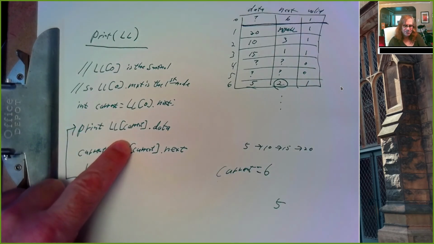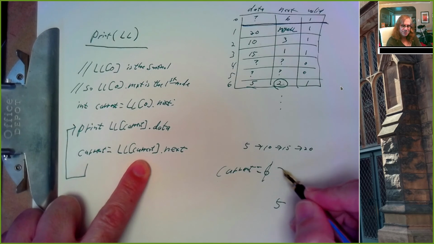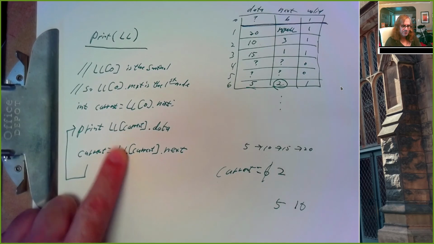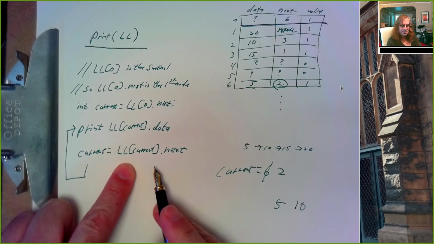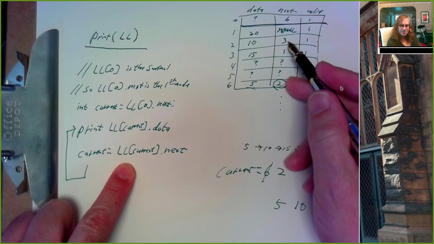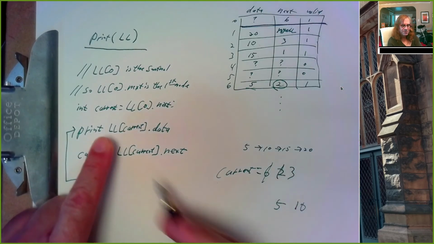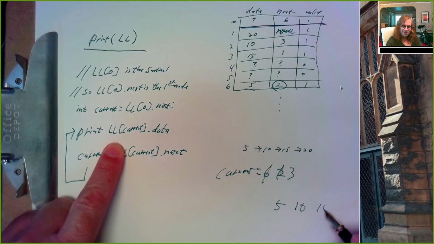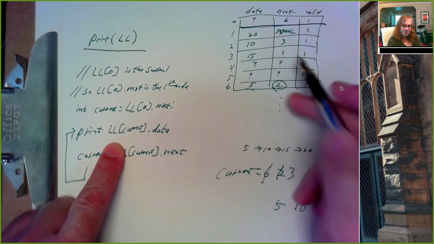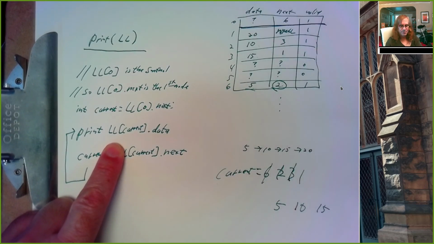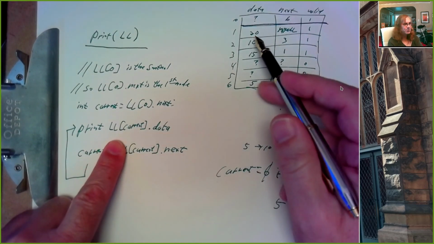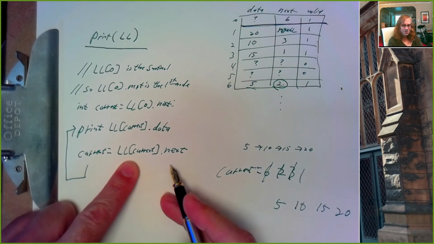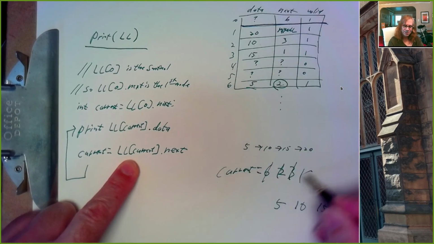So if I set current equal to LL bracket current dot next, and then I just go back up here, my print statement is going to print out, well, this is going to change current to 2. My print statement is going to print LL 2 data, that's my 10. And then this assignment statement will change current to entry 2's next field, which will be a 3. And my print statement will print element 3's data value, which is 15. And it'll change current to element 3's next field, which is 1. And then when I come up here, I'll print 1's data value, which is a 20. And I'll change current to LL current next, which is my null.